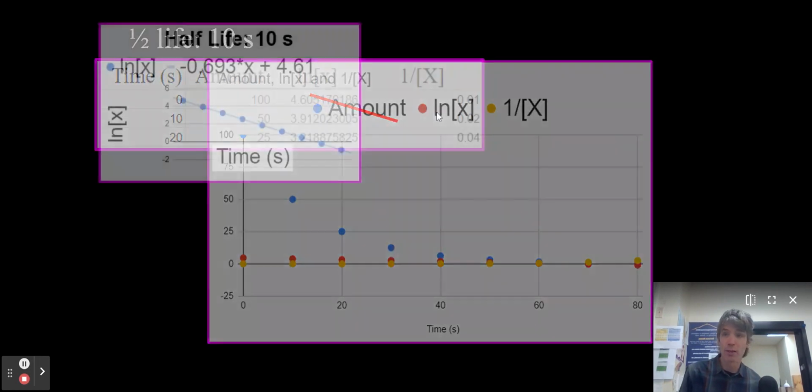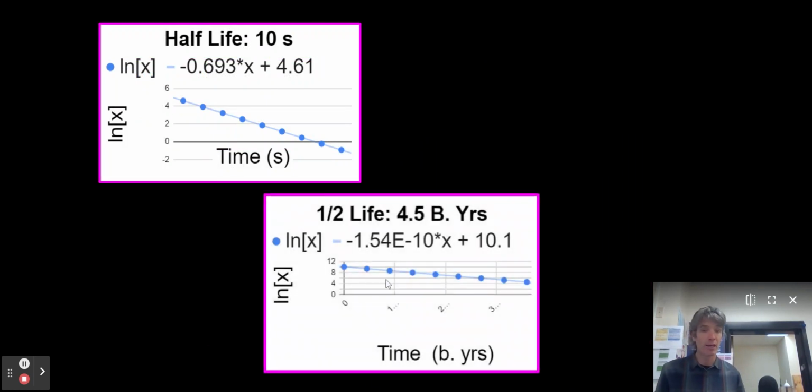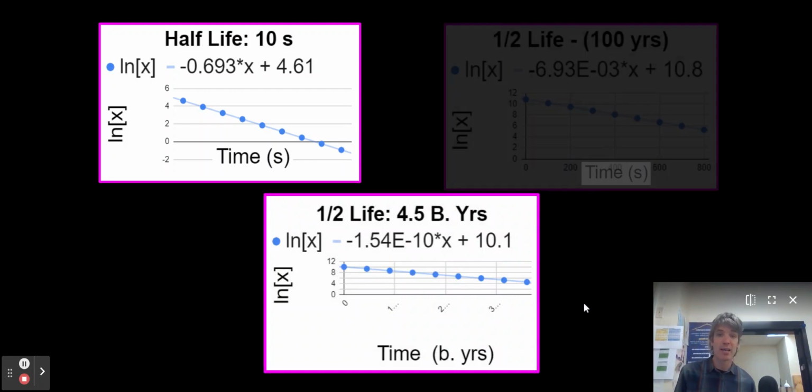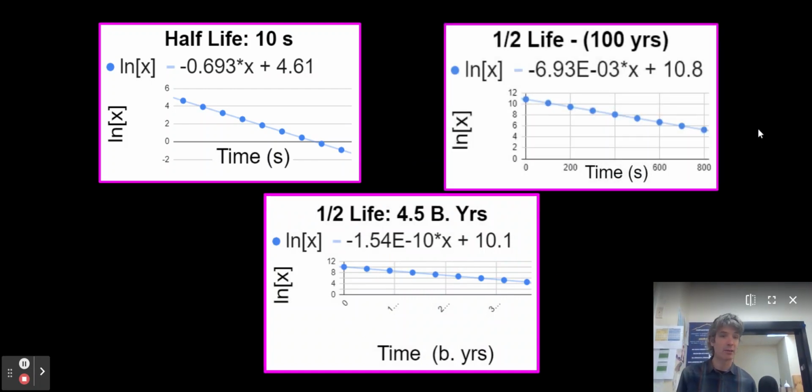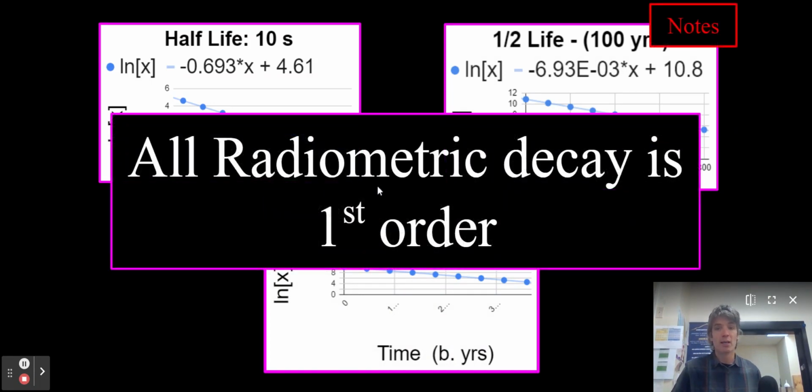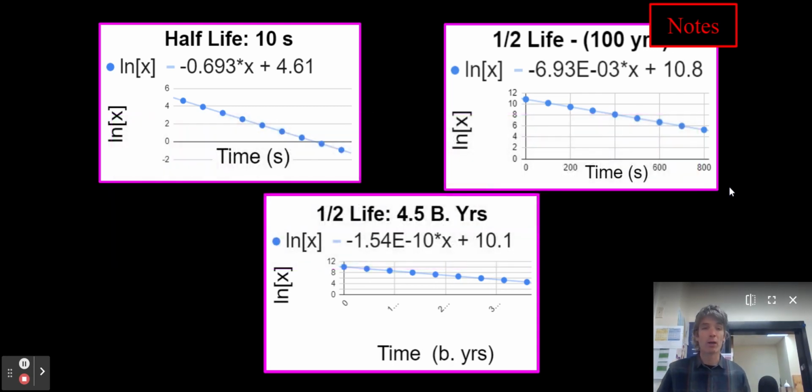So the next one I'm going to look at is first order, the natural log. Whoa, that's clearly linear. Let's see if it holds true for the next one. And look, it's clearly linear. And the third one, once again, it clearly is linear. So this allows us to make the jump to the conclusion: no matter the sample, no matter the half-life, it's all going to be first order for the isotope.